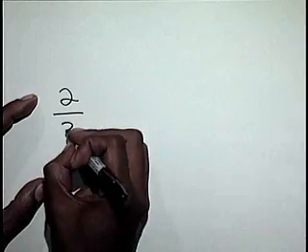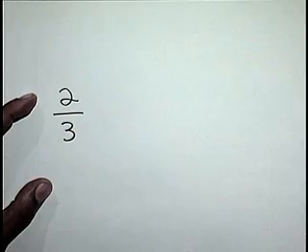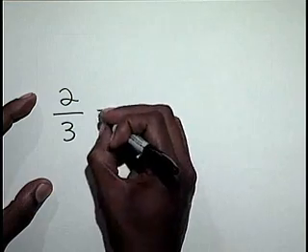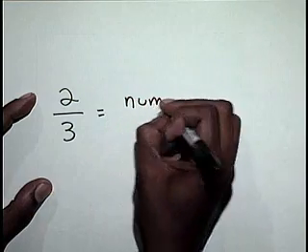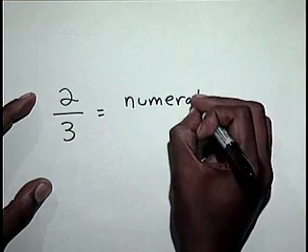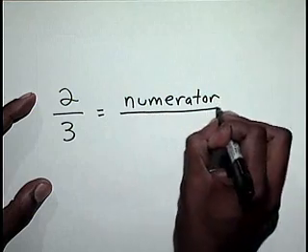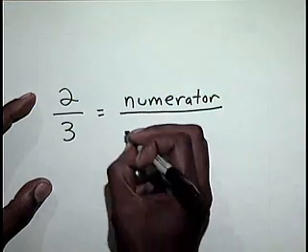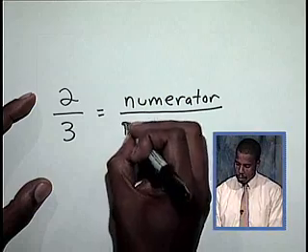A fraction is a number that describes a part of a whole. For instance, in the fraction 2 over 3, we say that the top number, 2 in this case, is what we call the numerator. The number 3, the number below the bar, is called the denominator.